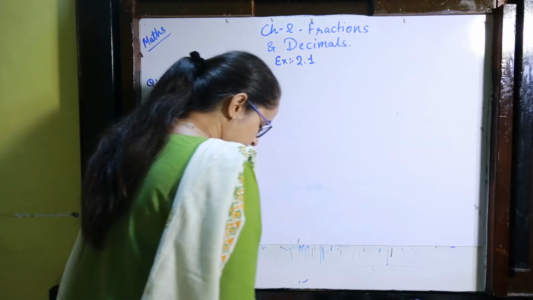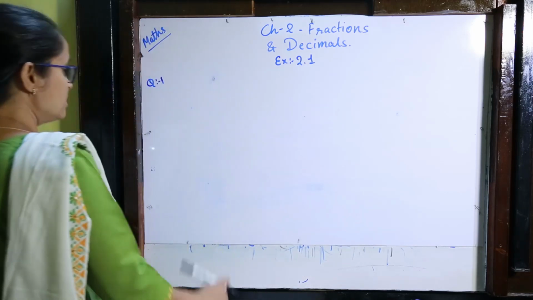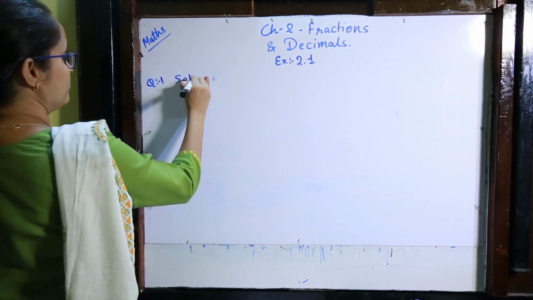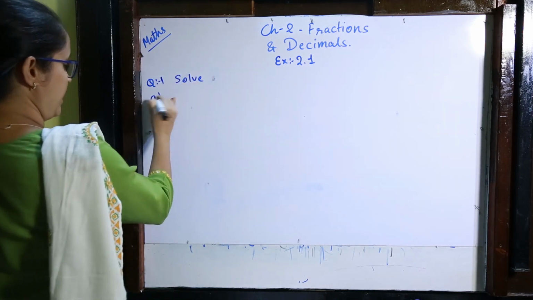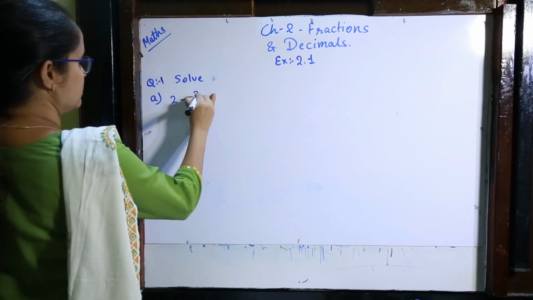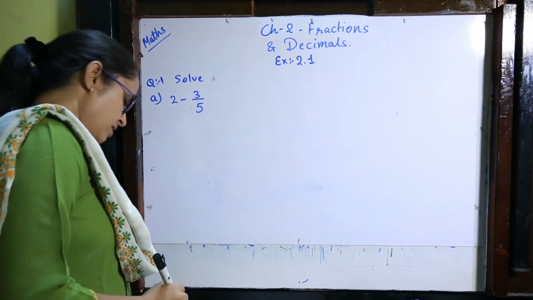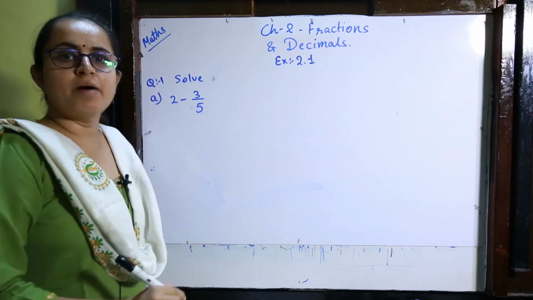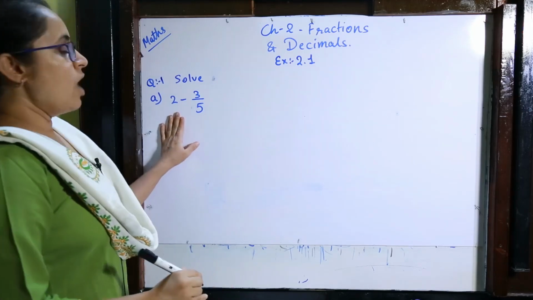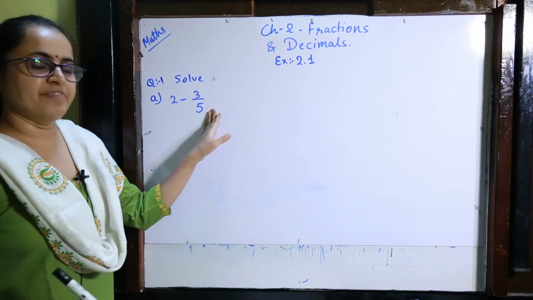Okay. So in this, the first question is solve, and the first one, A, is 2 minus 3 upon 5. Okay, this is your number: 2 minus 3 upon 5. Now how will you solve this number? You will think, teacher, one is the whole number and another is the fraction.